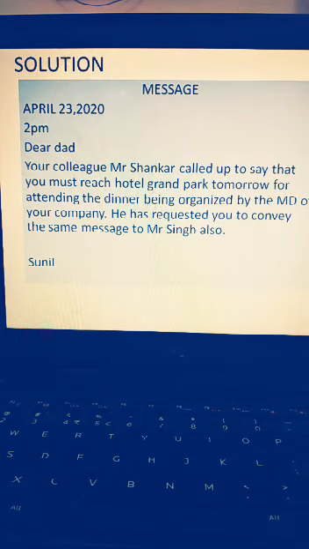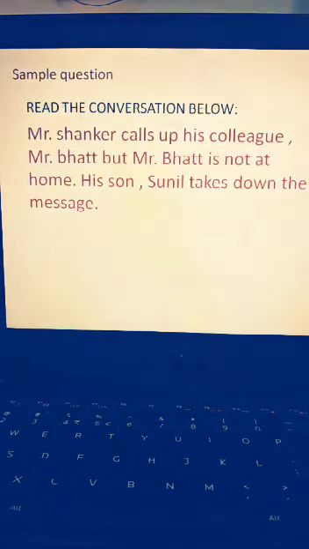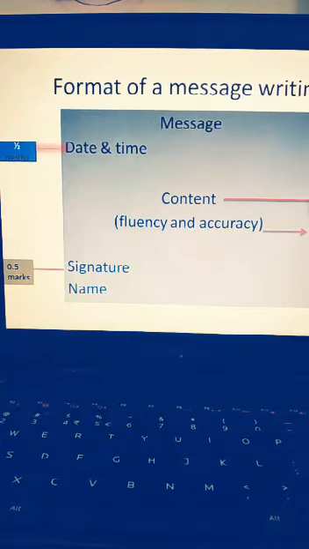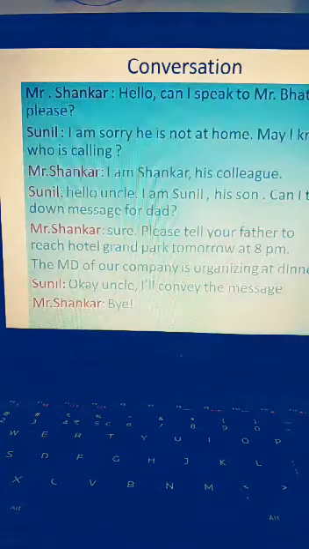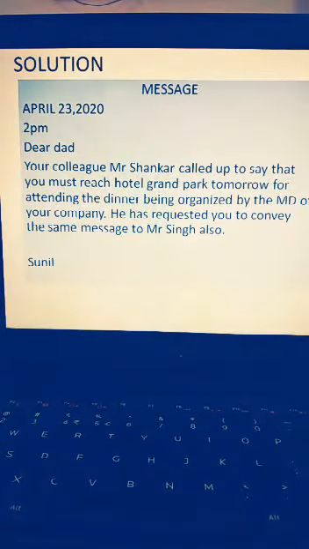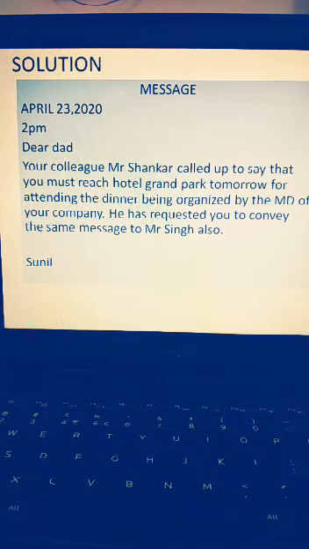It means the details which are in the question itself, you need to put in the same manner. That is what we call accuracy and fluency. It is mentioned where Mr. Bhatt has to go, and which hotel. Everything is clear, right? According to the question, what all happened.